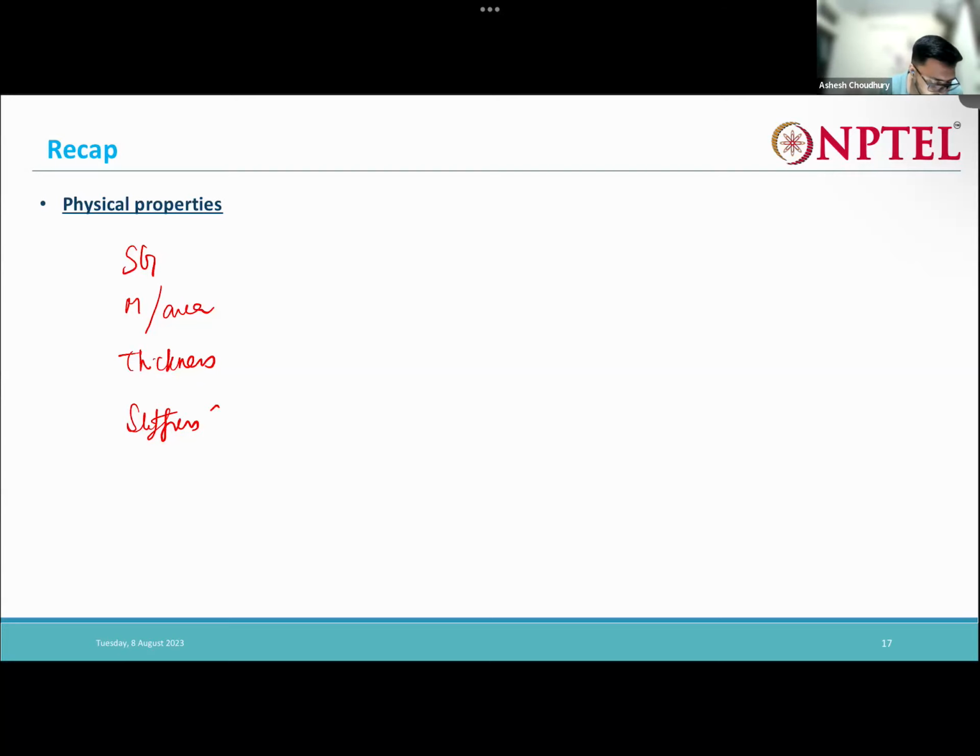Then we have mass per unit area. You take some specimen, you take the mass, and then you take the area. The mass divided by the area of that specimen will give you the mass per unit area. All ASTM codes are available for all these things, right? Then we have the thickness at a certain pressure. At a certain pressure, what is the thickness of the geotextile? Obviously, if you increase the pressure to large, this thickness is going to reduce, right? So at a certain standard pressure, what is the thickness?